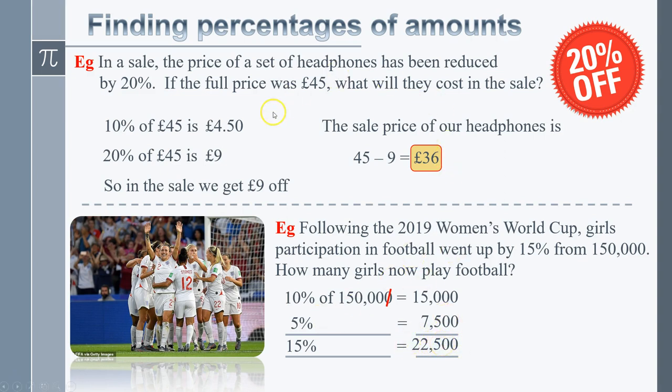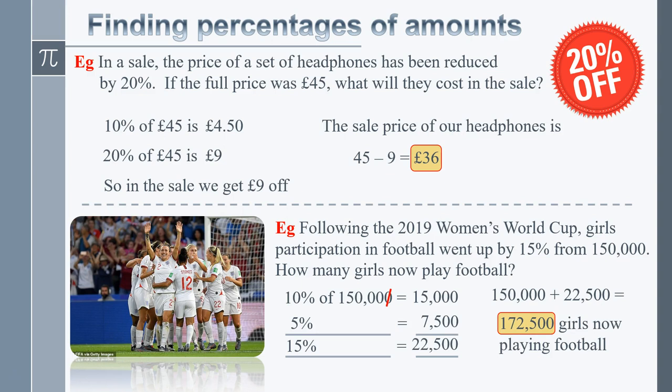In the example up here, we had a sale price, so we're doing a discount. We're taking the 20% off. In this example, we're getting an increase, so we've got to put that figure on. So we've got to take our 150,000, add on the increase in the number of girls playing, and so now we've got 172,500 girls playing football in this country.